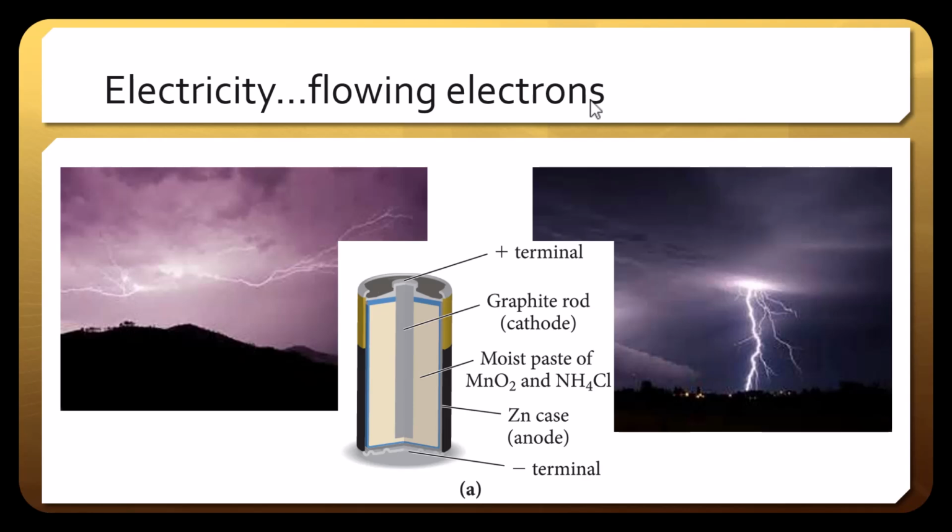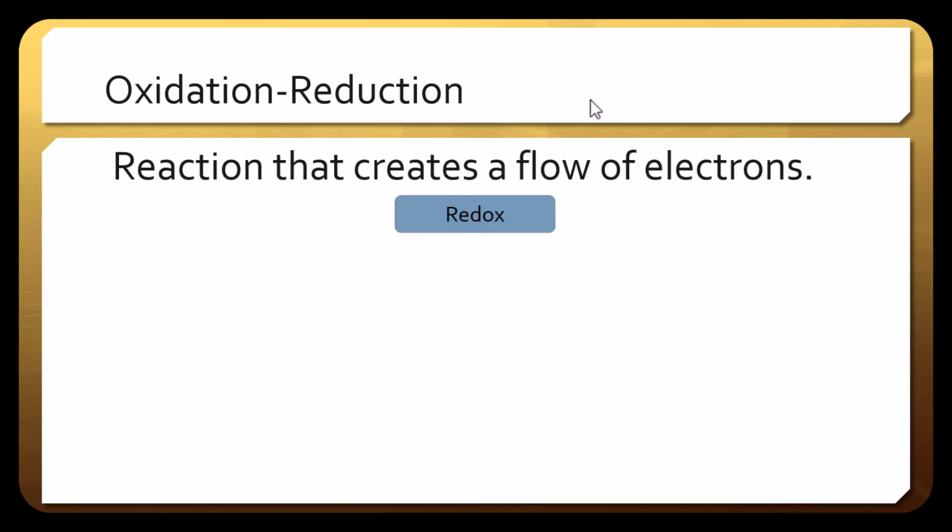Okay. So how do we as chemists study the flow of electrons? How do we study how electrons are moving? We do it through something called a redox reaction. Redox is just shorthand for oxidation reduction. So a redox equation is just a reaction that causes electrons to flow.